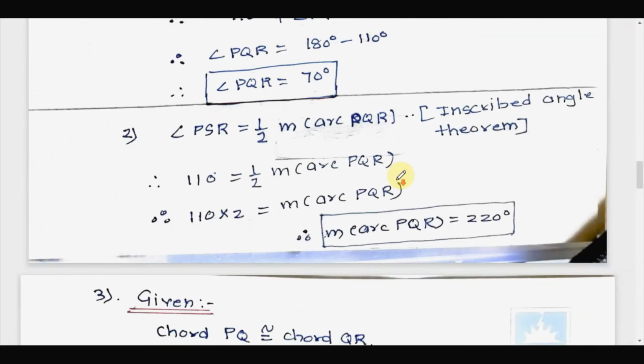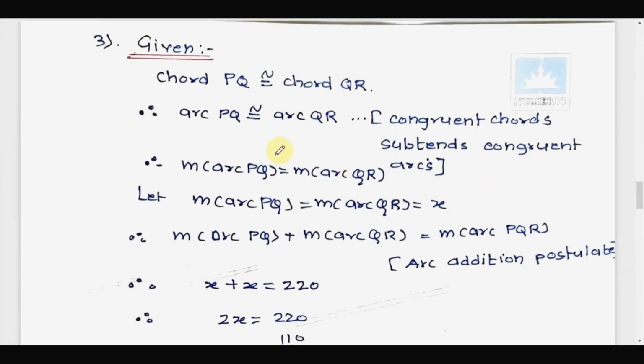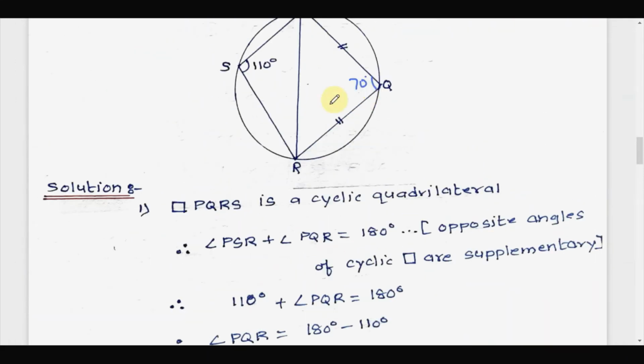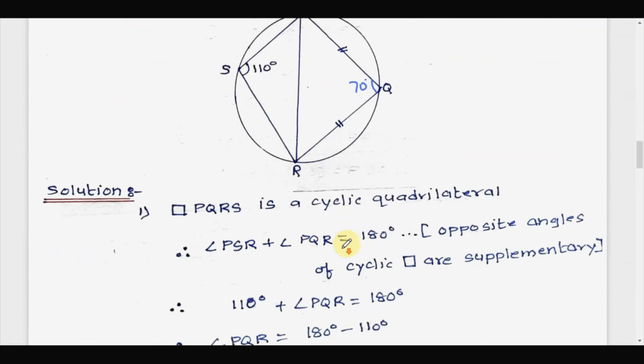Now third one. Now you know that chord PQ is congruent to chord QR. It is given to you. Okay. And if you see here, I'll show you. Chord PQ congruent to chord QR. You know that congruent chords subtend congruent arcs. Means arc PQ is congruent to arc QR. Alright. Arc PQ congruent to arc QR. Now that property we are going to use.